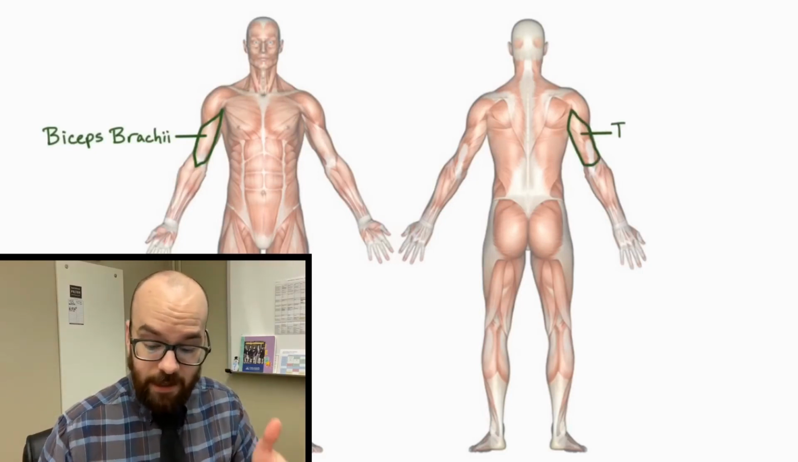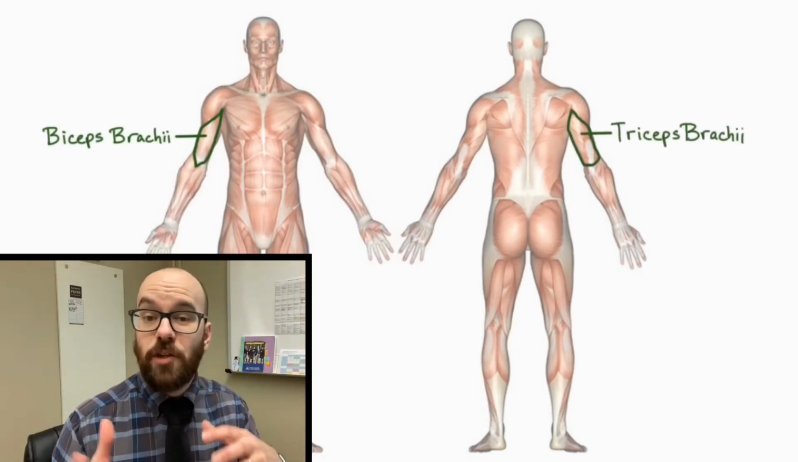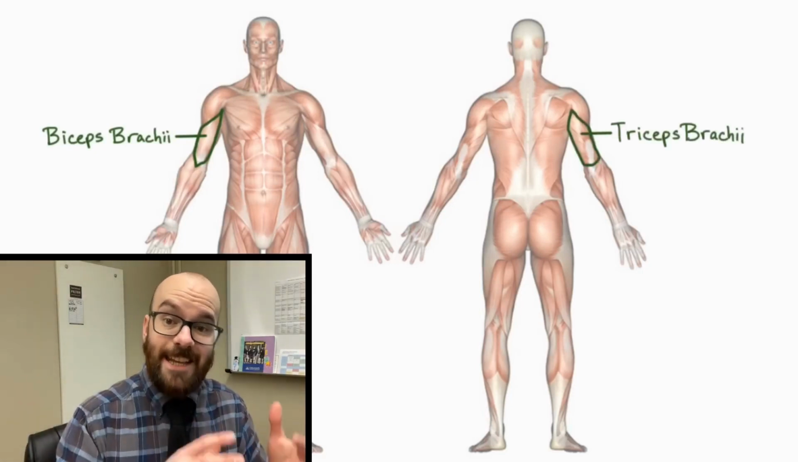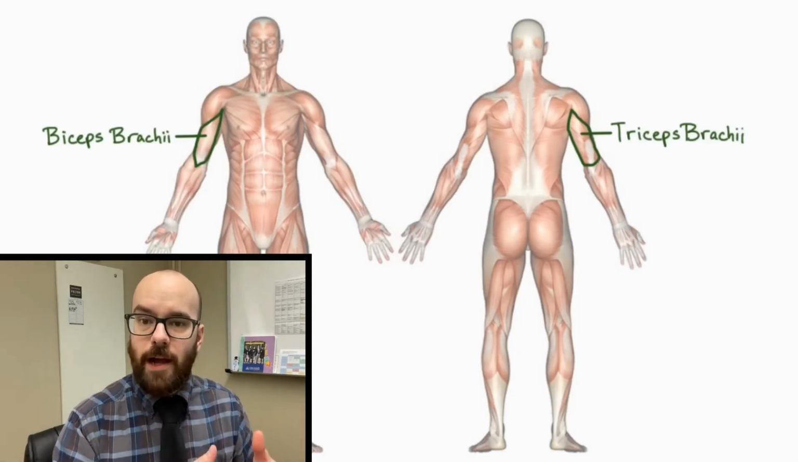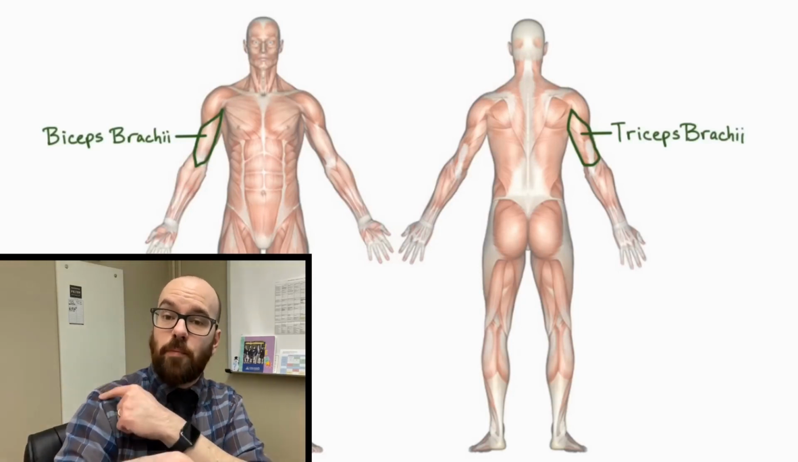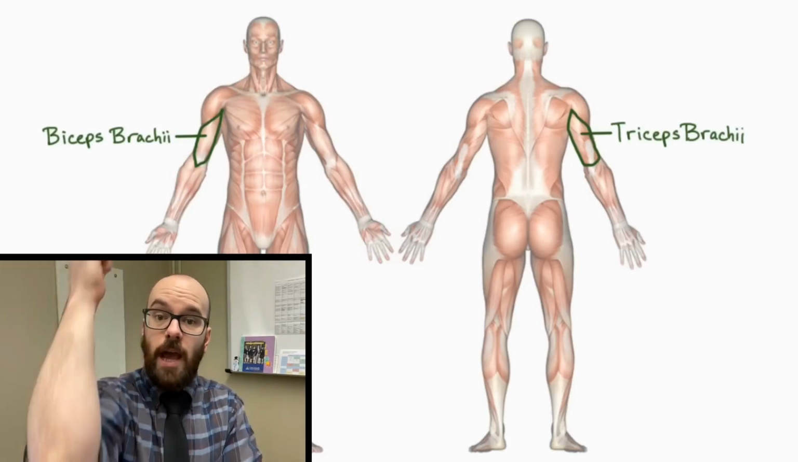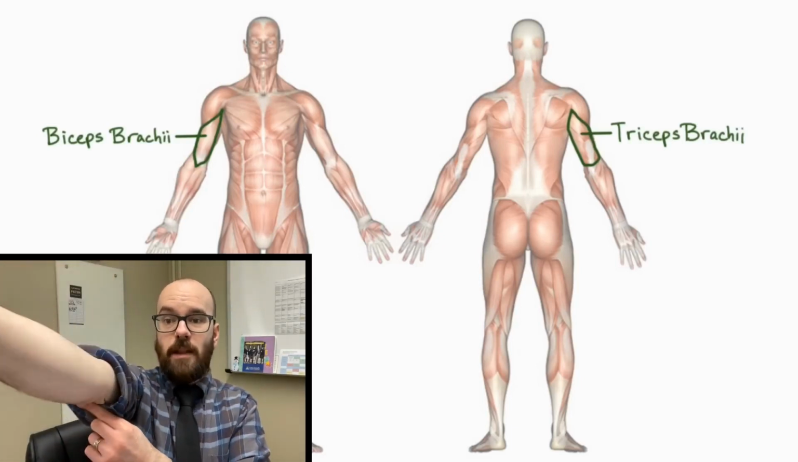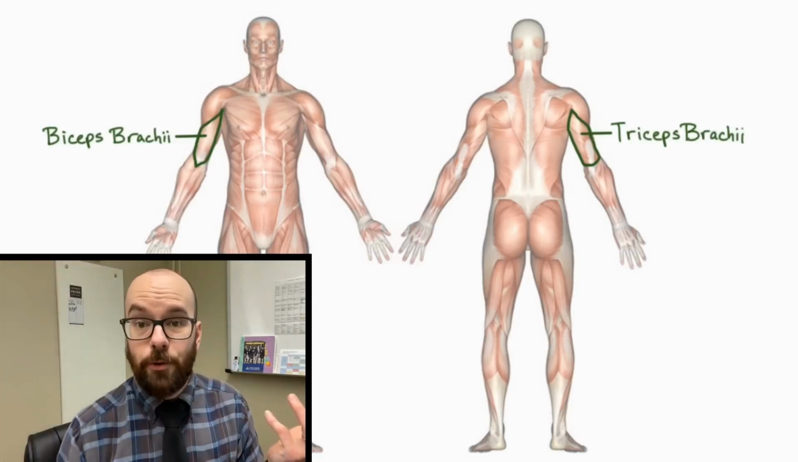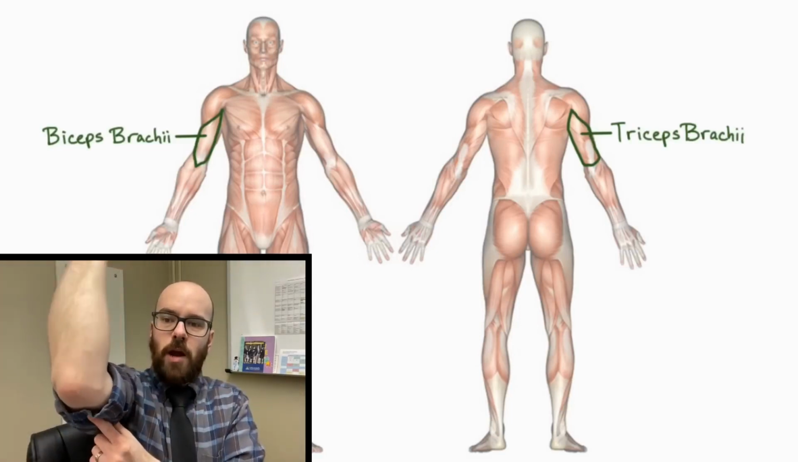Now its antagonist is the triceps brachii. The action of the triceps brachii is to extend the elbow joint, or to straighten it back out. The triceps brachii originates at the proximal end of the humerus, and it attaches to the proximal end of the ulna, and it's going to pull on that ulna to straighten the elbow out, or extend the elbow. So biceps brachii, triceps brachii.